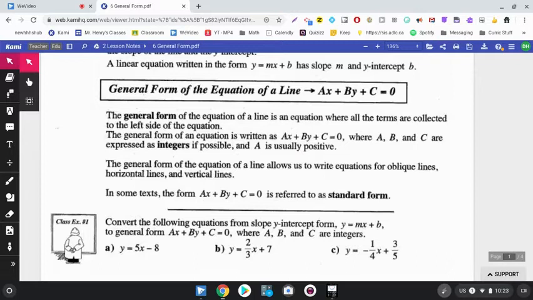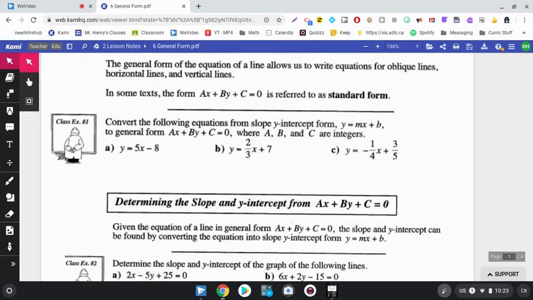The general form allows us to write equations for oblique lines, horizontal lines. Yeah, absolutely. Okay, it might be referred to as standard form. This one, we call it general form. And like I said, it's just the pretty one. Okay, it's the one that looks nice. So it won't tell us anything, but maybe it's a way for us to write our final answer or whatever.